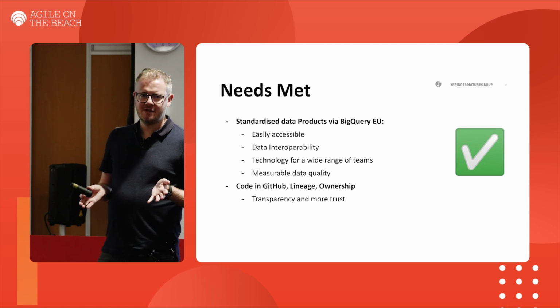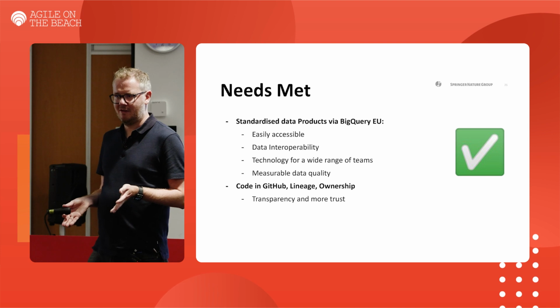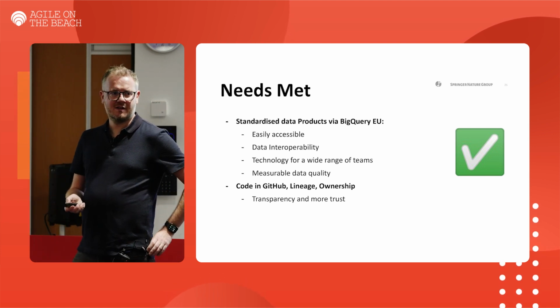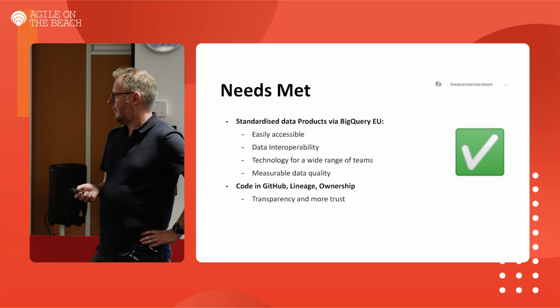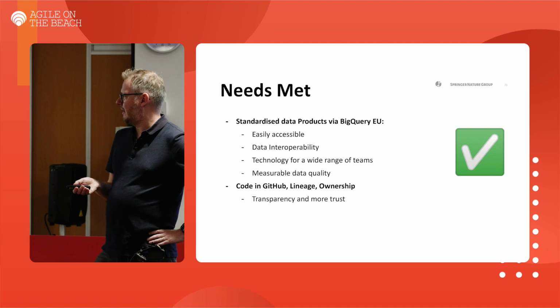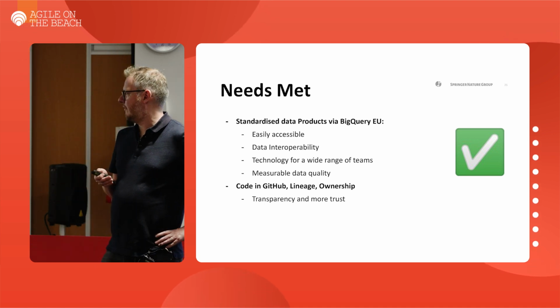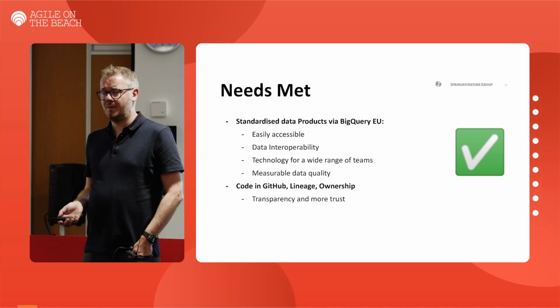And they can also measure data quality because the data is there. They can select it all and understand, before they commit to using it, whether it meets their needs and whether they need further discussions with the owning team about how to improve data quality. And simple things like putting code in GitHub, having lineage and talking about data ownership help increase transparency and move people towards trusting data more.